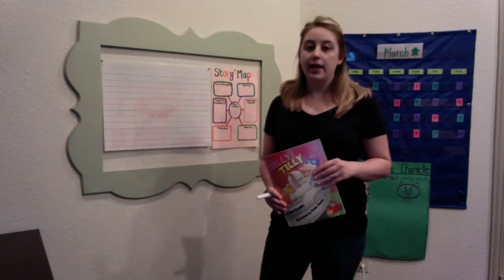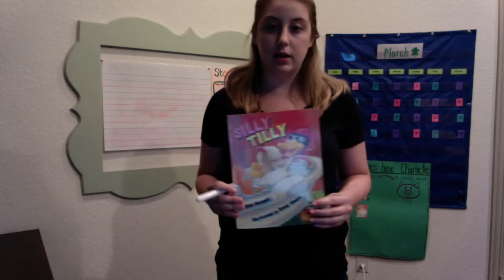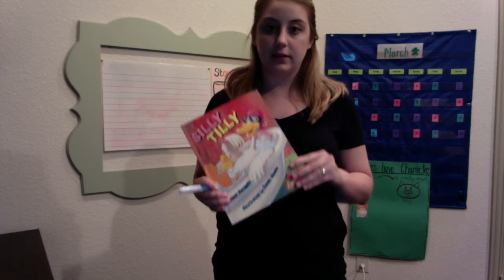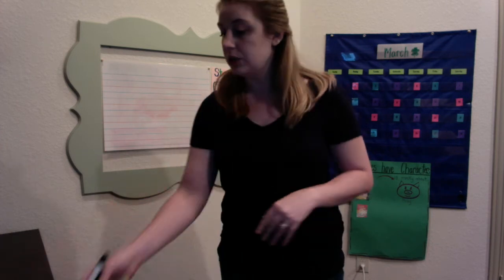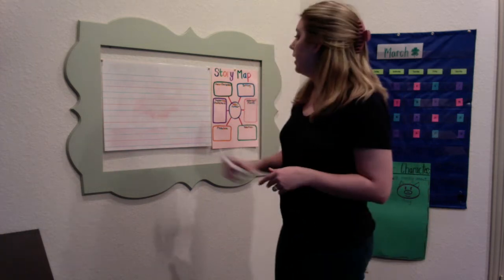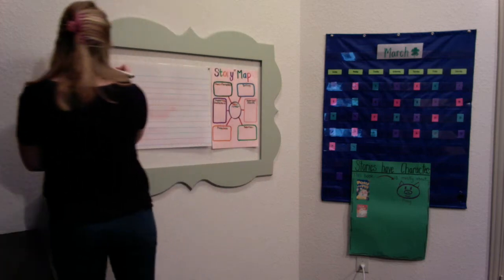It's time for another writing lesson. So today, whenever we make our journal entry, we're going to be writing about the book Silly Tilly and a time that you feel silly. So we're going to start by writing our name at the top and writing the date also at the top of our paper. So I'm going to start over here.